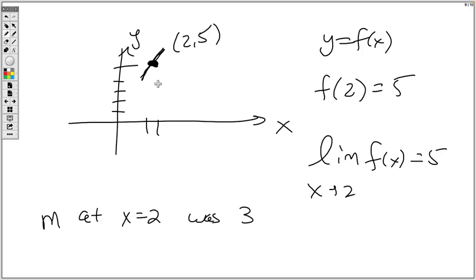It's increasing there. So you would expect if you put in values more than 2, you're going to get values that are more than 5. You plug in values less than 2, you're going to get things less than 5. Does that make sense or not? So there's more information about this.